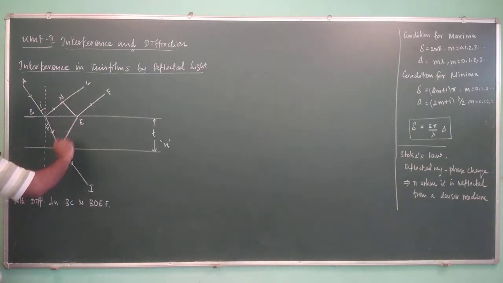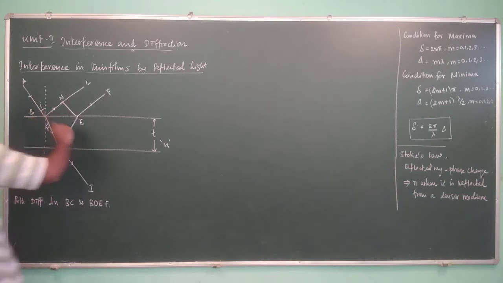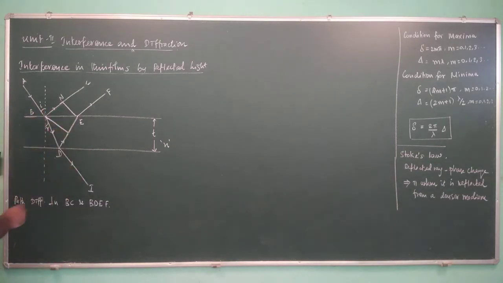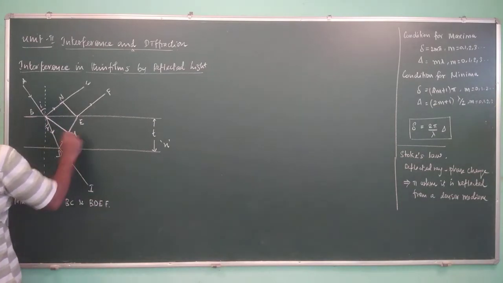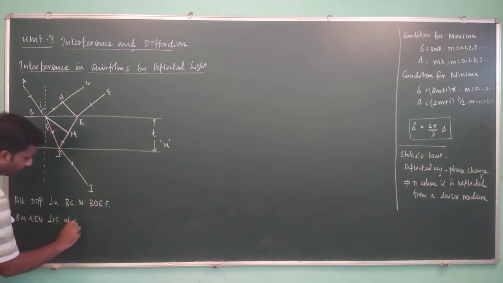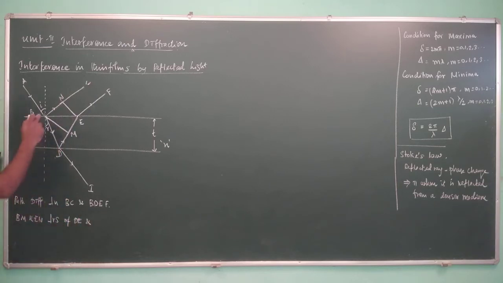So that when you draw a perpendicular it should meet the point B. Let's draw another perpendicular like this. Let's put M on this point, and N on this point. So BM and EN are the perpendiculars of DE and BC. BM is the perpendicular of DE and EN is the perpendicular of BC.